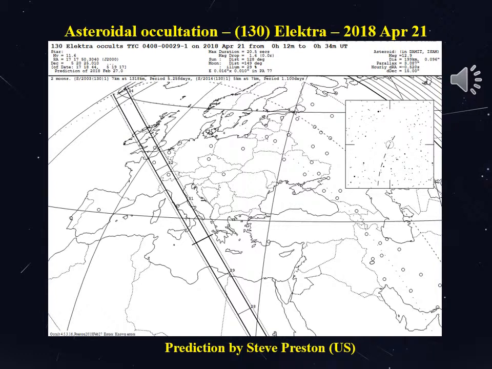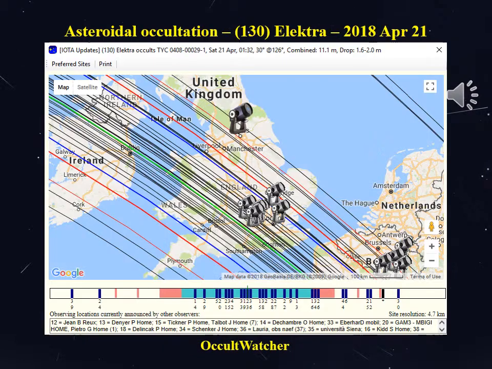We had quite a lot of observers log their interest in Occult Watcher. You can log your station. And it's a wonderful client server system. So these code numbers are all these observers from all over Europe. The blue lines denote the main width of the track. These other lines are the uncertainties.